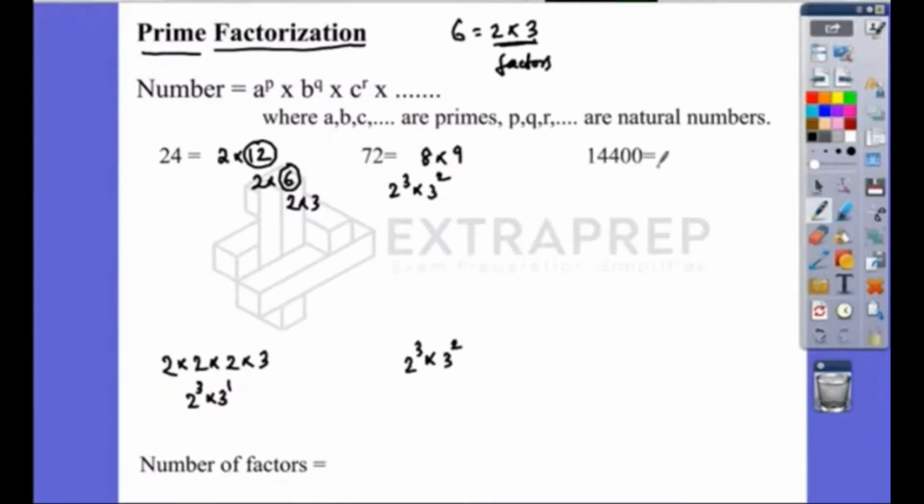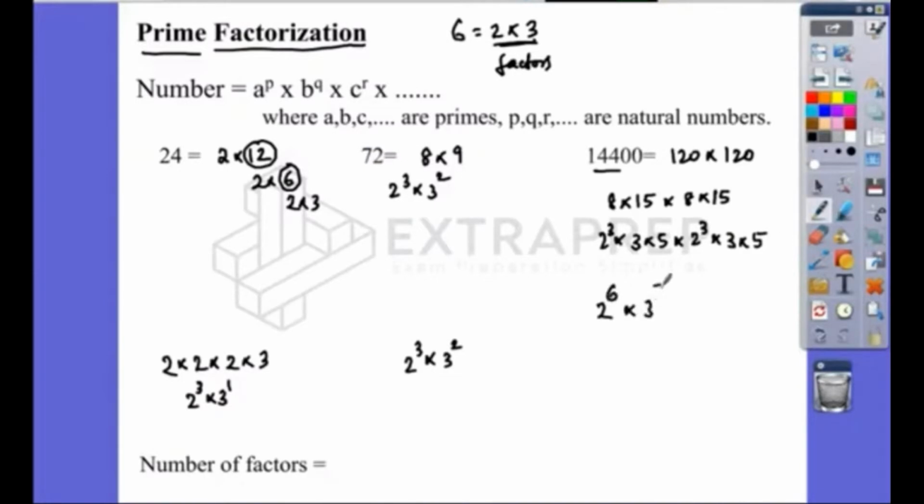Then 14,400. You write it as 120 into 120. 12 12s are 144 and 10 10s are 100. So that's 120 into 120. 120 is 8 into 15 into 8 into 15. 8 is 2 cube. 15 is 3 into 5. So you get the value as 2 power 6 into 3 square into 5 power 1.